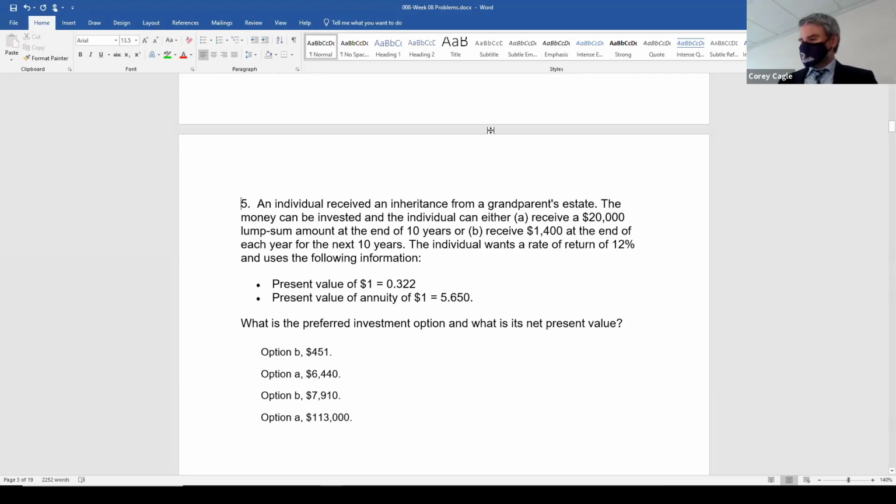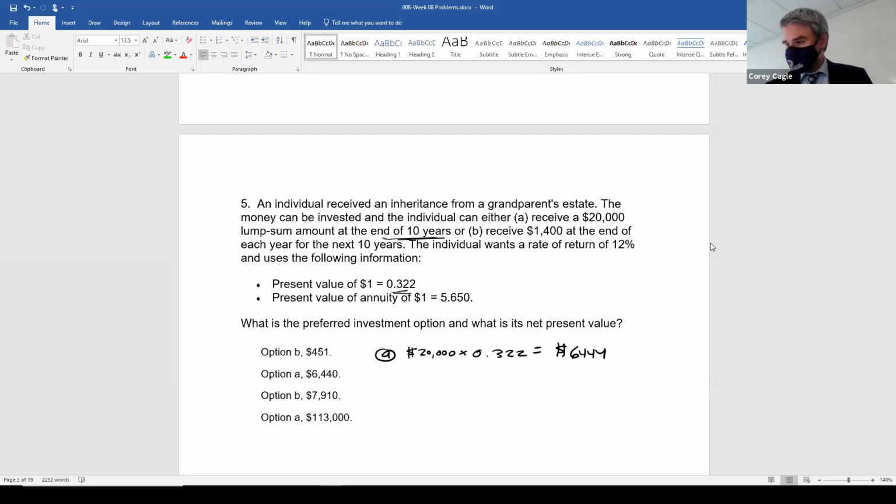All right. Well, I don't think I want to divide this by 1.12 10 times. So I'll probably go to the table for such a large number of periods. So option A, we got $20,000 at the end of 10 years. So one time, 10 years from now. So we're looking at the present value of $1. So in terms of today's money, given that interest rate that they gave us, that's worth $6,444.